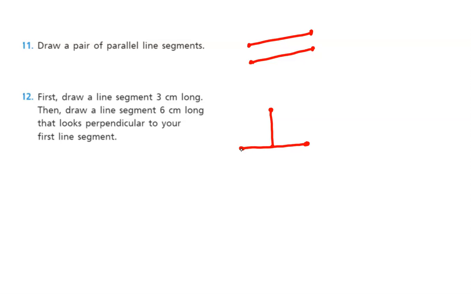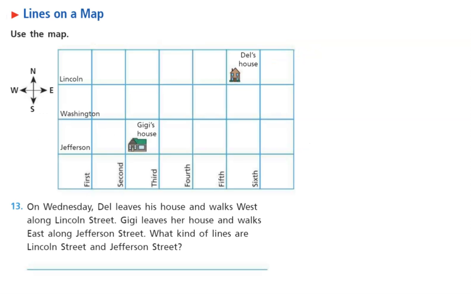Okay. So for the last part of this page, which we're going to do together, it wants you to use these lines on a map. And it wants you to talk about parallel and perpendicular as far as going to somebody's house. So this says, and by the way, this is northeast, southwest. That's going to tell us our directions to move.